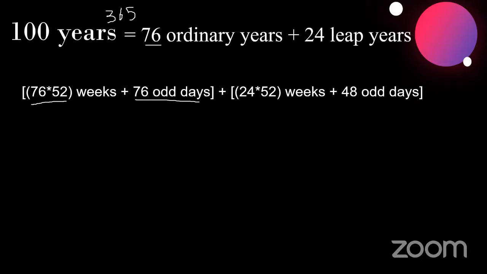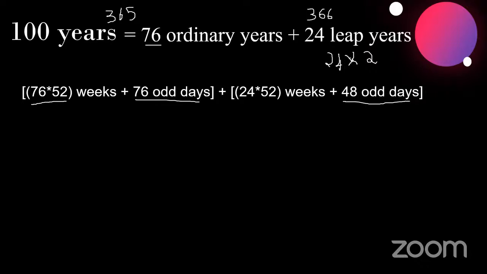Next, when you take a leap year, you have the same 52 weeks plus 2 odd days, right? 366 days. So 24 years into 52, that is 52 weeks, along with 24 into 2 odd days. How many odd days for one year? 2 odd days. So for 24 years, it is 48 odd days. Is this step clear for you?